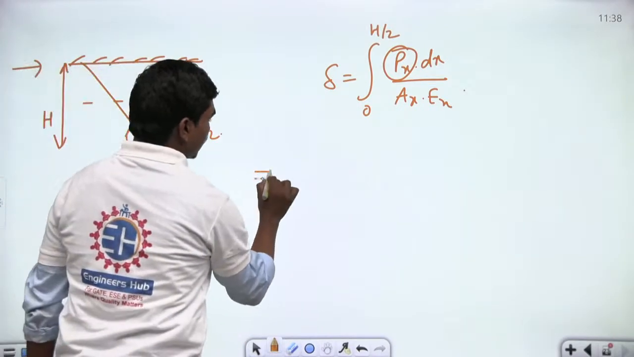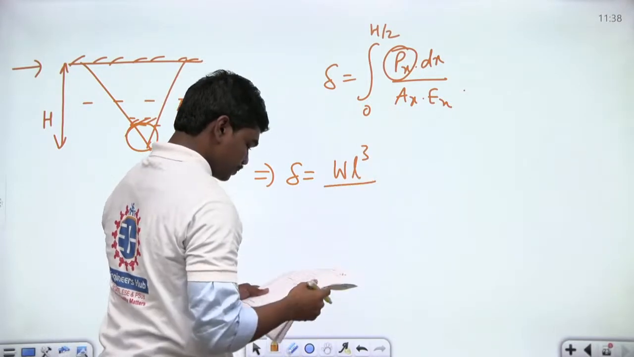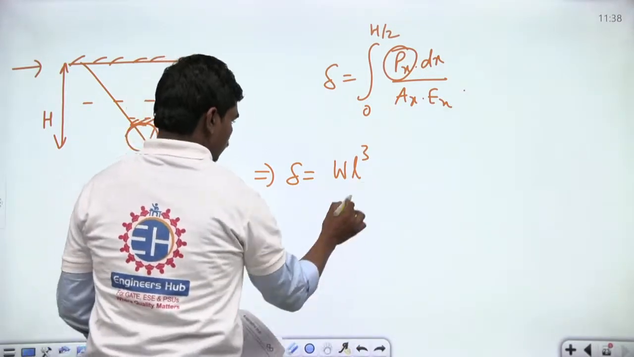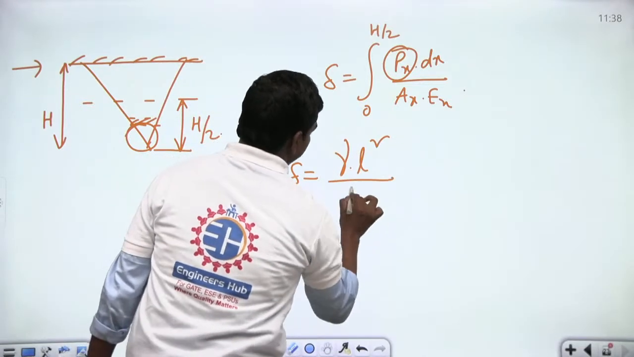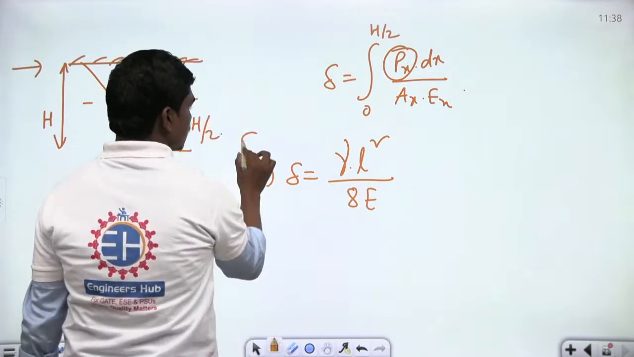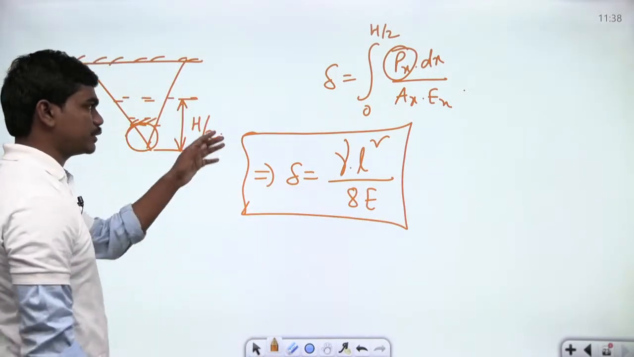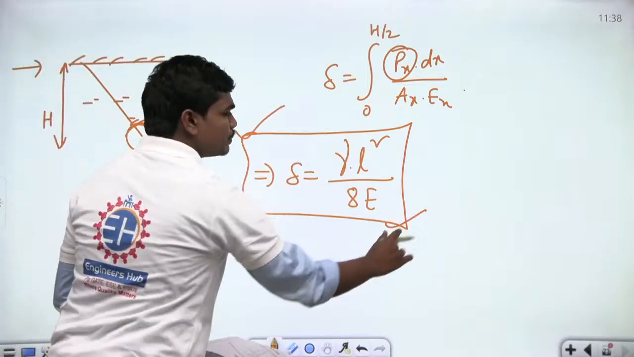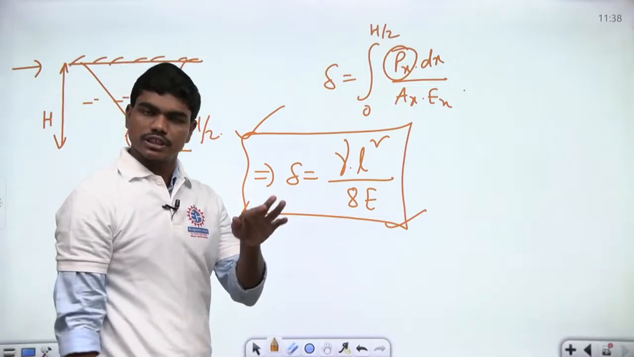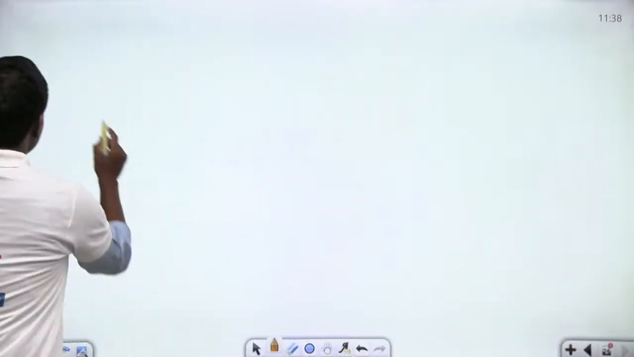So if you perform the final calculations, your delta that you end up with is WL cube by, okay, let us write in terms of specific weight. So that is equal to gamma into L square divided by 8 times Young's modulus, which is the deflection that you have at this midplane at a distance of h by 2, x is equal to h by 2. Okay, so gamma L square by 8E is the correct answer. Again, I'm repeating, I'm just giving you the key for many of the questions because people are waiting for checking the key. So next, we have one more question.